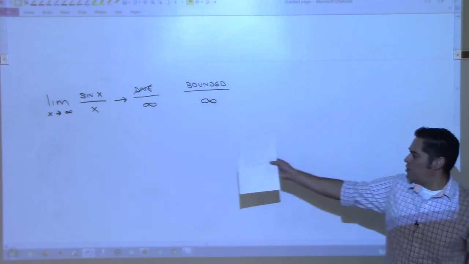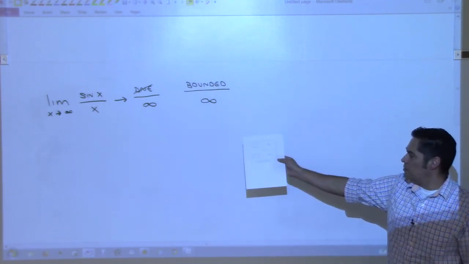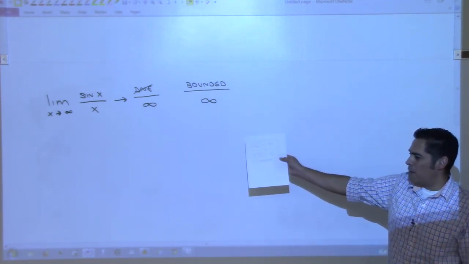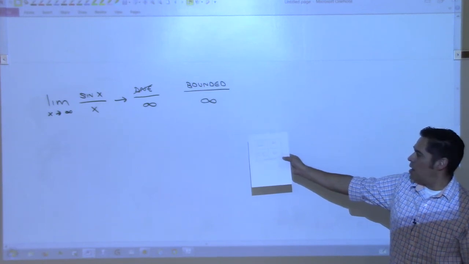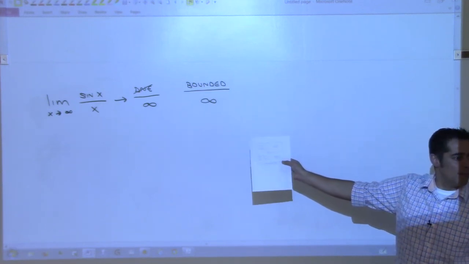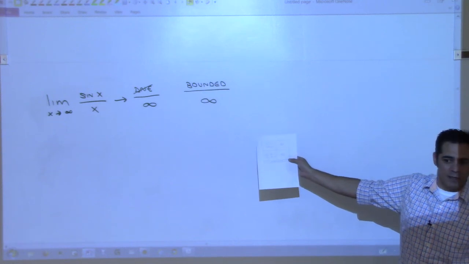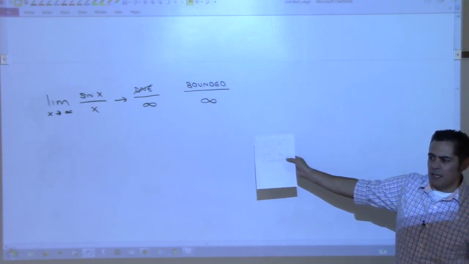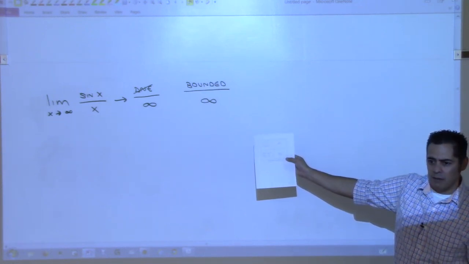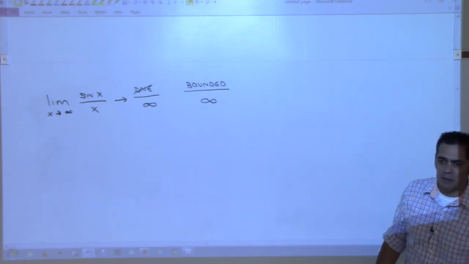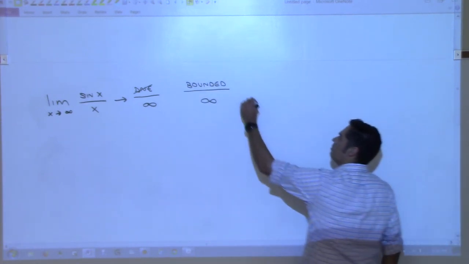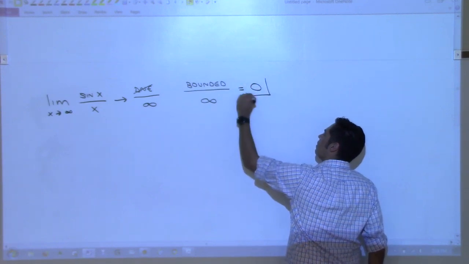And therefore, which of these boxes does it fall into? Top left, top right, bottom left, bottom right? Bottom right. Because fixed really means bounded here, right? So what is this limit going to be? It's going to be 0. Its limit is 0.